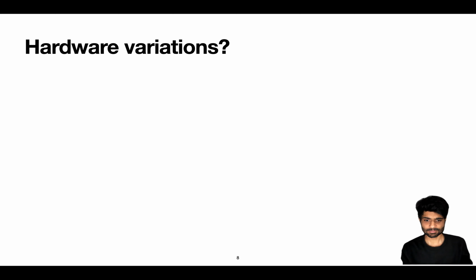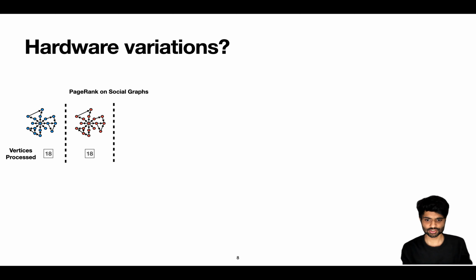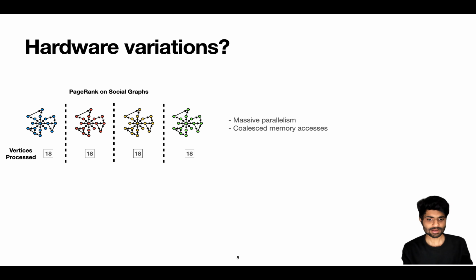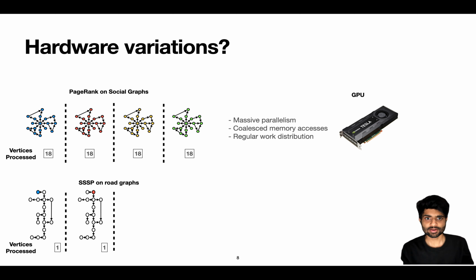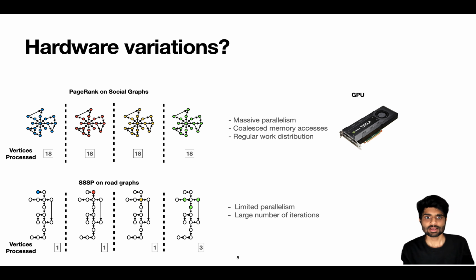Another variation that is typically encountered in this application domain is variation in hardware features. For example, when running a topology-driven algorithm like PageRank on social graphs, all edges originating out of every vertex in the graph are processed every round. These kinds of applications have a massive amount of parallelism, often access memory in a coalesced manner, and have a regular work distribution, and are thus well suited to run on GPUs. On the other hand, applications like single source shortest path running on road graphs process very few vertices and edges each round, offering very little parallelism, and are thus well suited for running on CPUs.